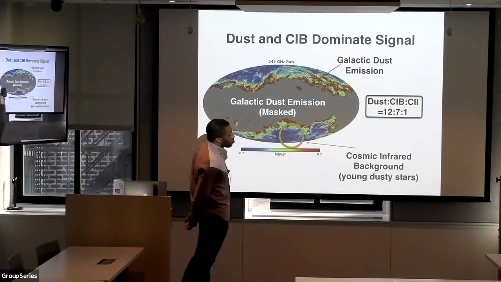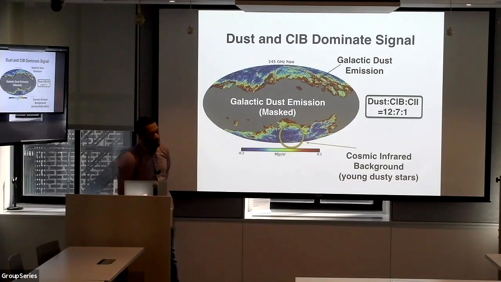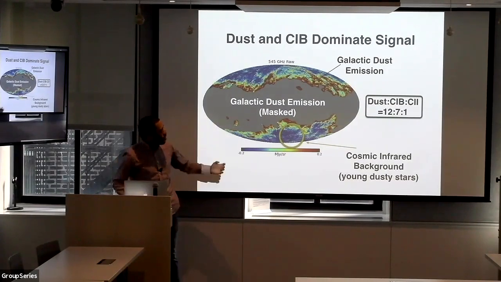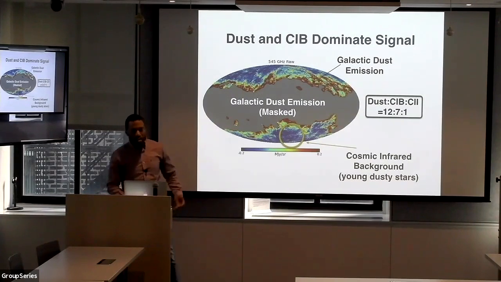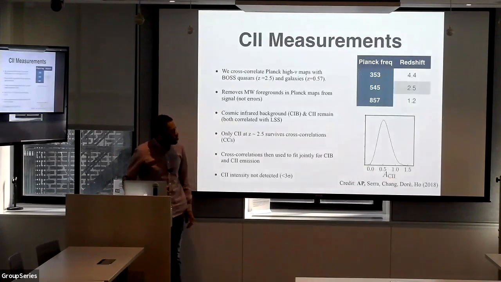Well, the dust is about 12 times higher than the C2 for the Milky Way, and the CIB is about 7 times higher in intensity. And so this is something that we want to say, well, if these foregrounds are dominating our signal, how can we detect it? Well, of course, as I talked about, cross correlations are a good way to go.